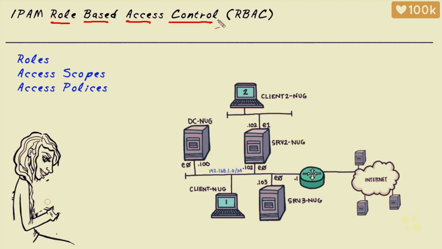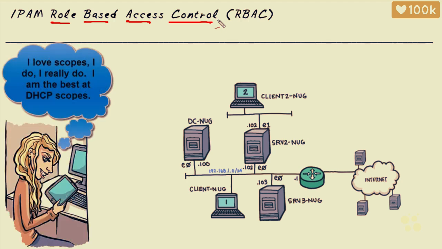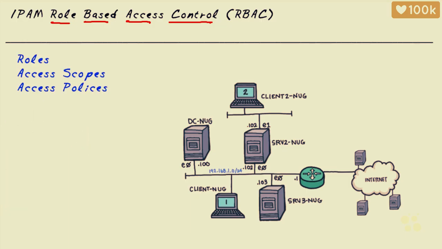So for example, if we have a new employee, such as Alice, who comes to work and her job is to manage the DHCP scopes in our environment, what we want to do is give her the rights to manage the DHCP scopes, and that's it. We wouldn't want to also include DNS or other directory services rights outside of what she needs to do her job.